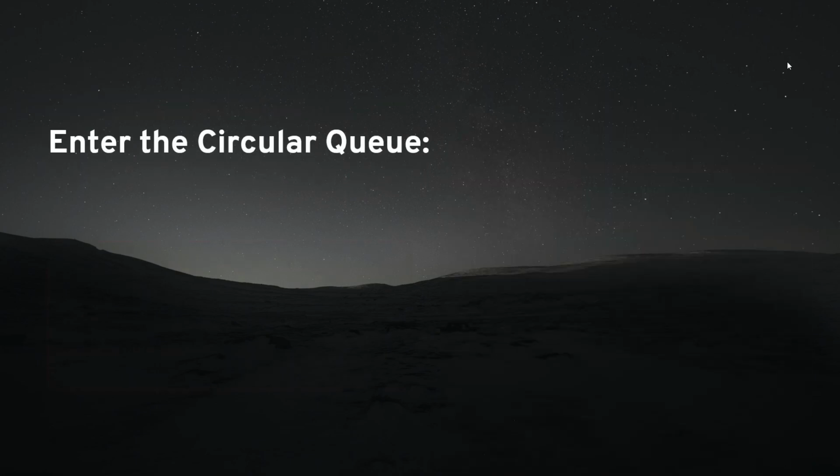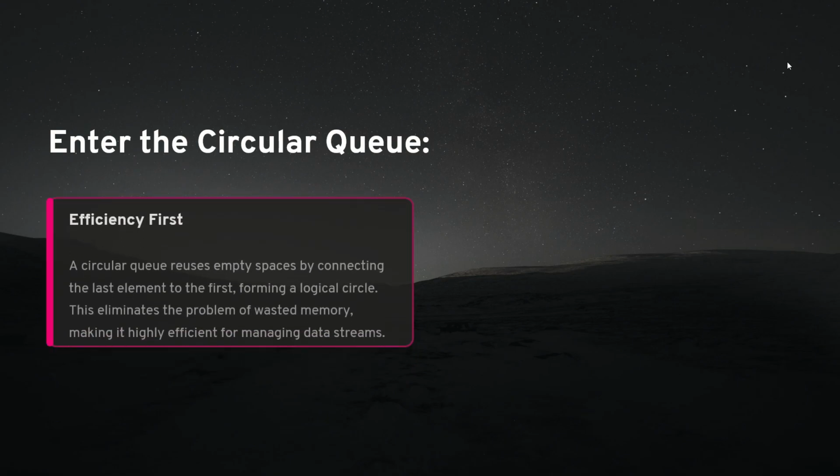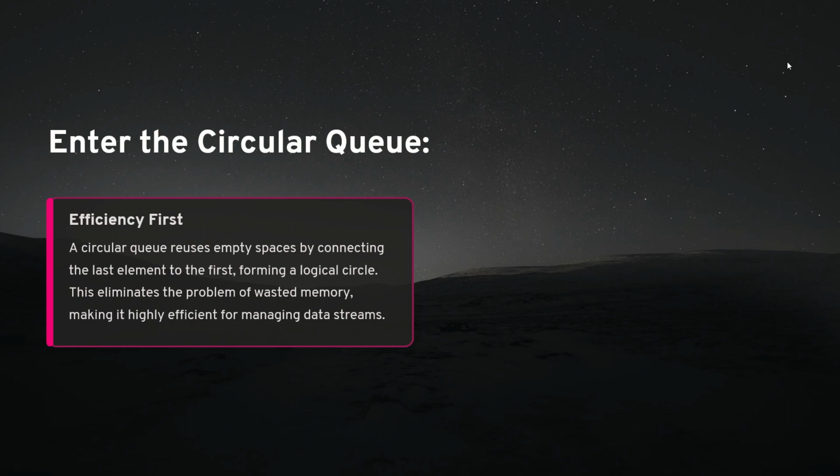Enter the circular queue. Efficiency first. A circular queue reuses empty space by connecting the last element to the first, forming a logical circle. This eliminates the problem of wasted memory, making it highly efficient for managing data streams.